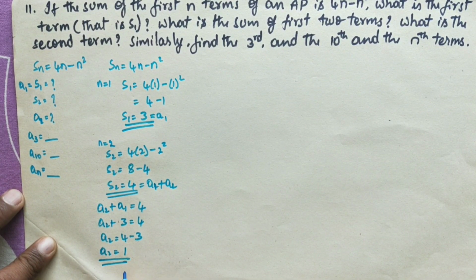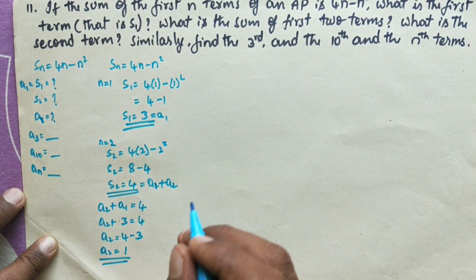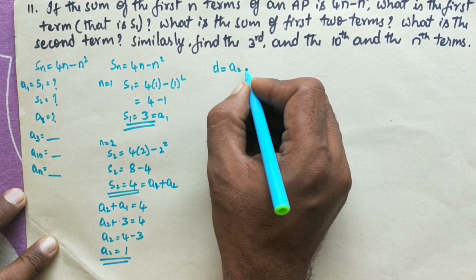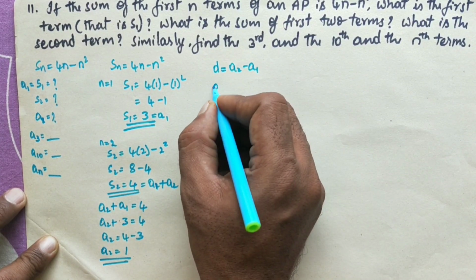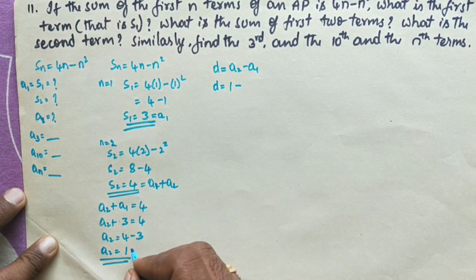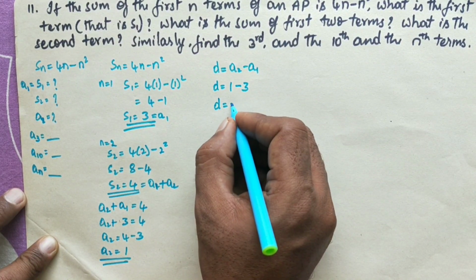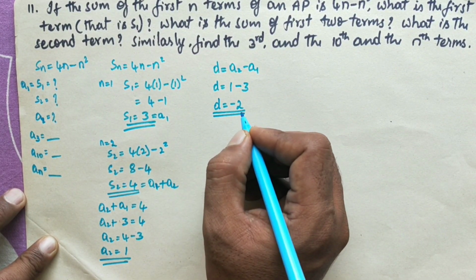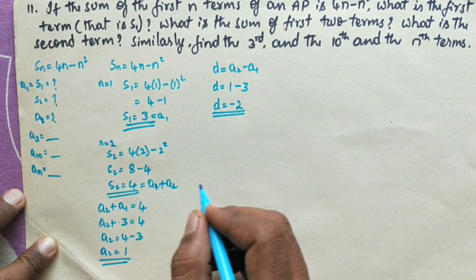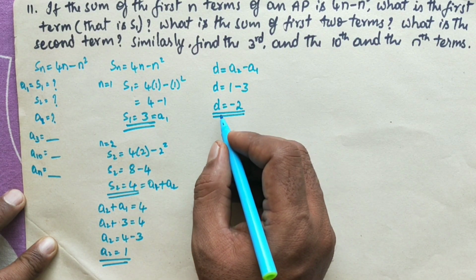And then let us try to calculate D. The D is calculated by A2 minus A1. So D is equal to, what is A2? A2 is 1 minus A1 is 3. D is equal to minus 2. Now we have calculated A1, A2 and D.